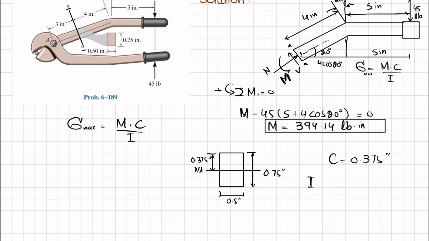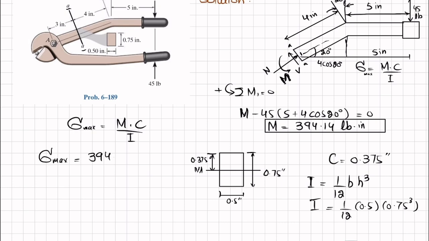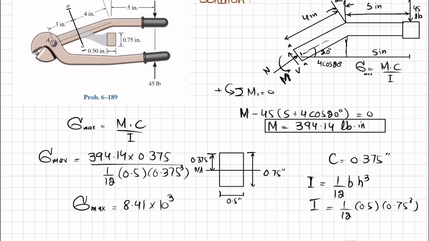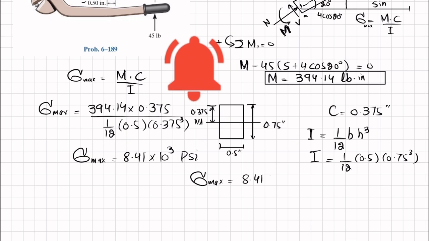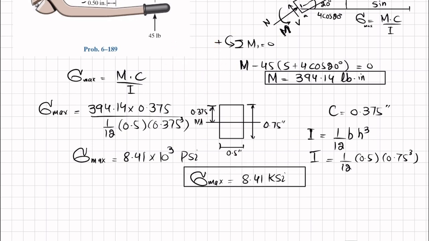And I, the moment of inertia for a rectangular cross section, is equal to 1/12 b h cubed. So here it is 1/12, b is 0.5 and h is 0.75 cubed. Now you have I, you have C, and you have M. You can just put them in this formula. Maximum bending stress is equal to moment, which is 394.14, times C, which is 0.375, divided by I, which is 1/12 times 0.5 times 0.75 cubed. When you solve this, you will get maximum bending stress of 8.41 times 10 to the power 3 pound per square inch, PSI. In terms of KSI, maximum bending stress is equal to 8.41 KSI. And that is the answer to this question: at section AA, the maximum bending stress will be 8.4 KSI.